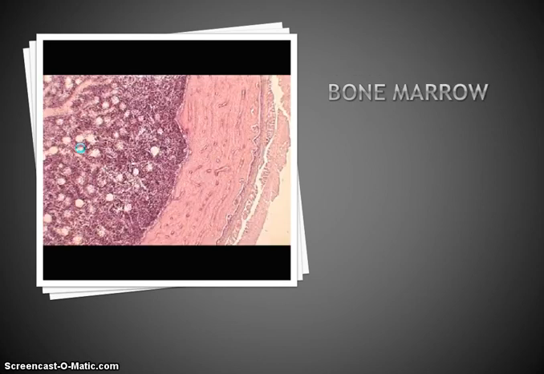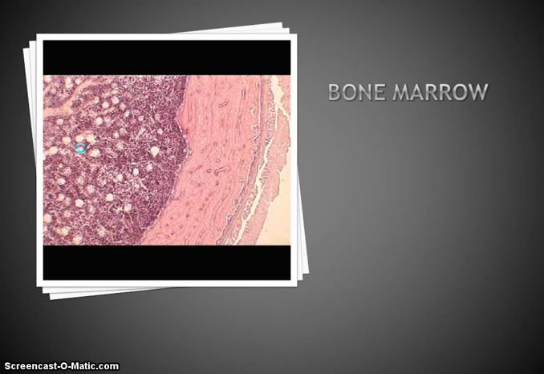The last part of the bone is the bone marrow. This will fill the bone, and it does produce the red blood cells. And when we produce blood cells, we call this hematopoiesis. There's two types. There's red and yellow.